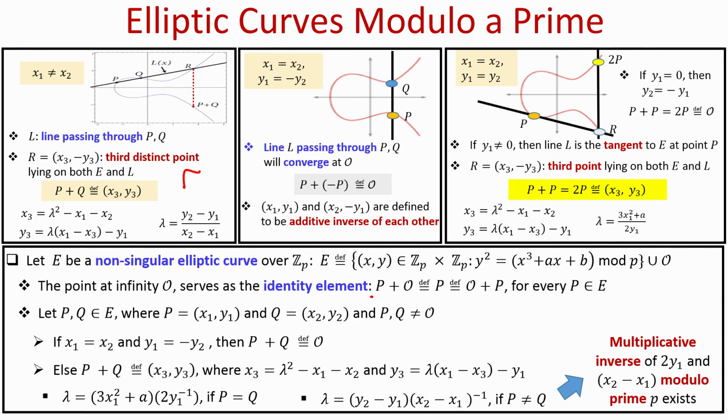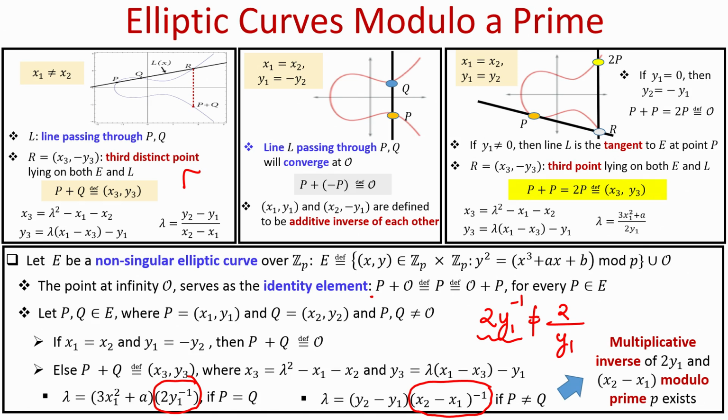And if you see here the way we have defined lambda, this is the element 2 times y1 inverse, which is not 2 upon y1, that is not the case. This should be interpreted as the multiplicative inverse of the element 2 times y1, which exists because we are performing modulo a prime P operation. And in the same way, for the second case where lambda is of this form, this (x2 minus x1) raised to power minus 1 is the multiplicative inverse of the element x2 minus x1 modulo P, which is also guaranteed to exist because x2 minus x1 will be a non-zero value.